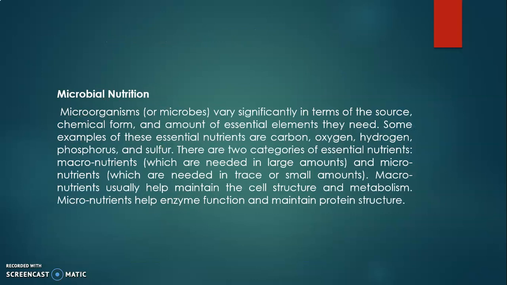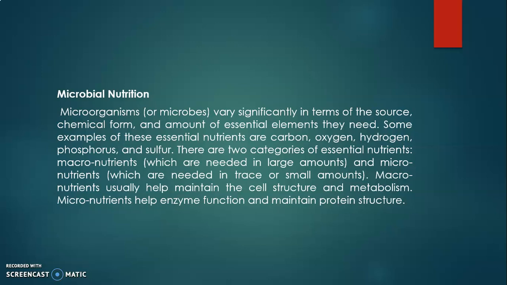Then microbial nutrition. This is your first unit, microbial nutrition. What is nutrition? Microbes vary significantly in terms of the source, chemical form, and amount of essential elements they need. Some examples of these essential nutrients are carbon, oxygen, hydrogen, phosphorus, and sulfur. These are the major microbial nutrients.